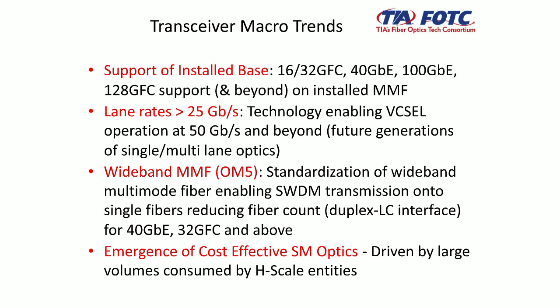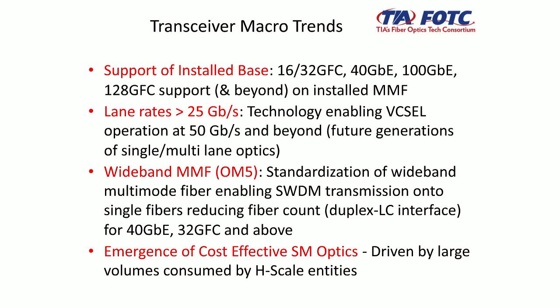So just in terms of what I see for macro trends for transceivers, you've got to support the installed base. So the installed base is, and I put some Fibre Channel ones in there, 16, 32. We now have 128 Fibre Channel, 40, 100 on installed multimode fiber. So lane rates have gone up to 25. There's now technology that enables possibly 50 in terms of just straight modulation, no encoding.